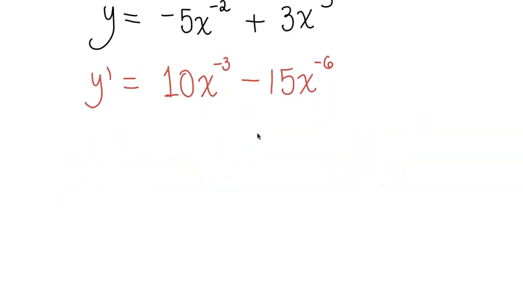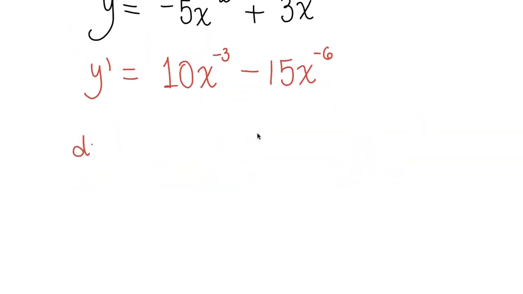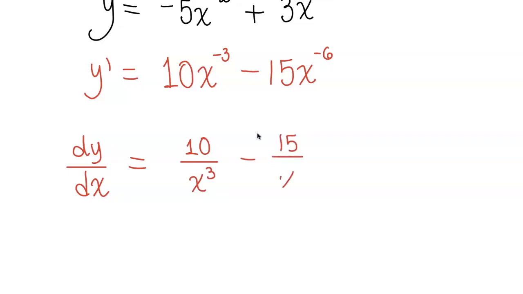They wanted me to find dy/dx, so I'll call it dy/dx, but that's what y prime is that we just found. I'll write this back in fraction format: 10 over x to the positive 3rd power minus 15 over x to the positive 6th power. When I send them back to the bottom of the fraction, these exponents turn into positive.